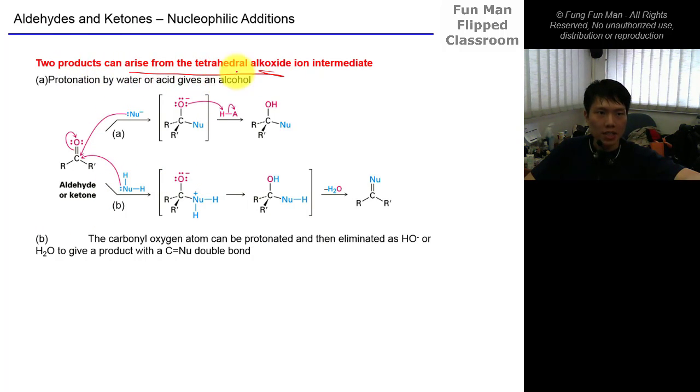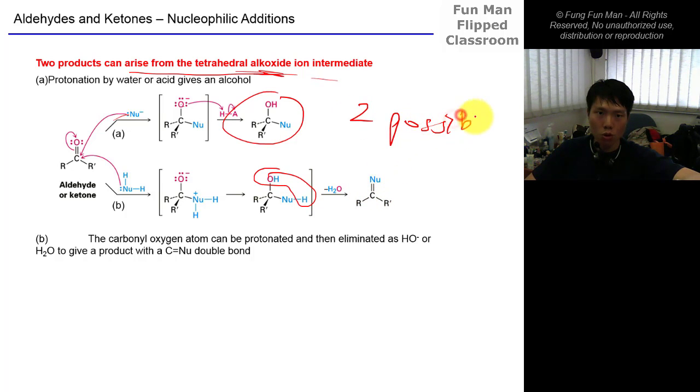Now, two products can arise from the tetrahedral alkoxide ion intermediate. The nucleophile first goes in, the pi bond breaks and goes up, and O minus gets a charge. Next, this can be protonated and you get the alcohol. Or after that, it undergoes a spontaneous dehydration to form a pi bond again with the nucleophile. So remember, two possibilities. But you have to know which are the ones that give each possibility.